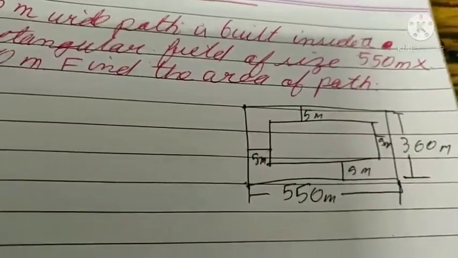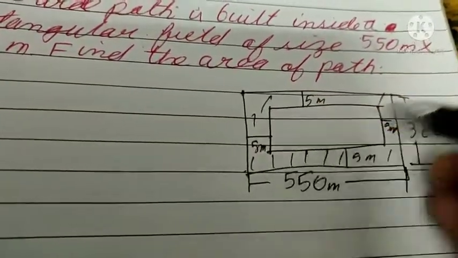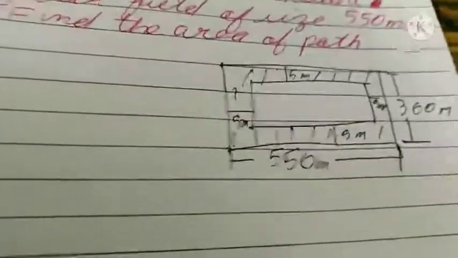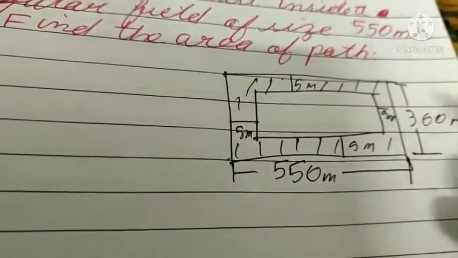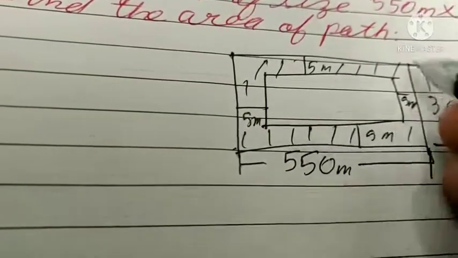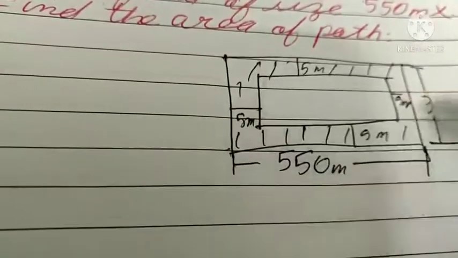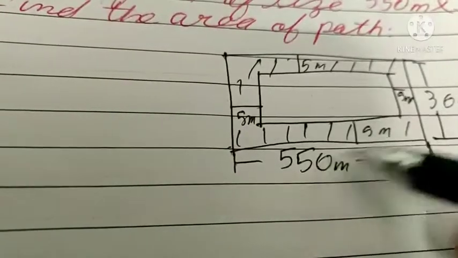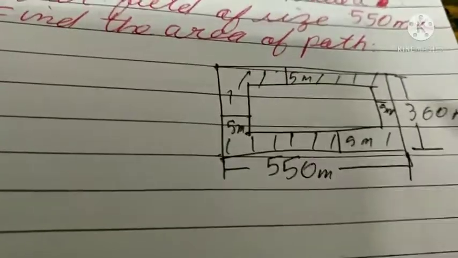And we want to know the area of this path, okay? For calculating the area of the inside portion, what do we need to know? We need to know the inside dimensions, okay? How will we get the area of this path? The area of this path will be equal to the area of the big rectangle minus the area of the small rectangle. So first we need to know the length and breadth of the inside. As the length and breadth of the outside are known, we have to calculate the length and breadth of the inside, okay?